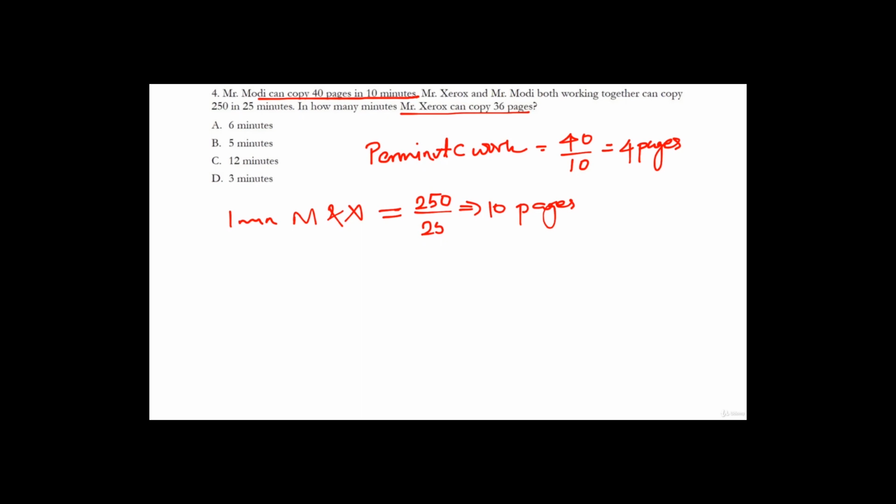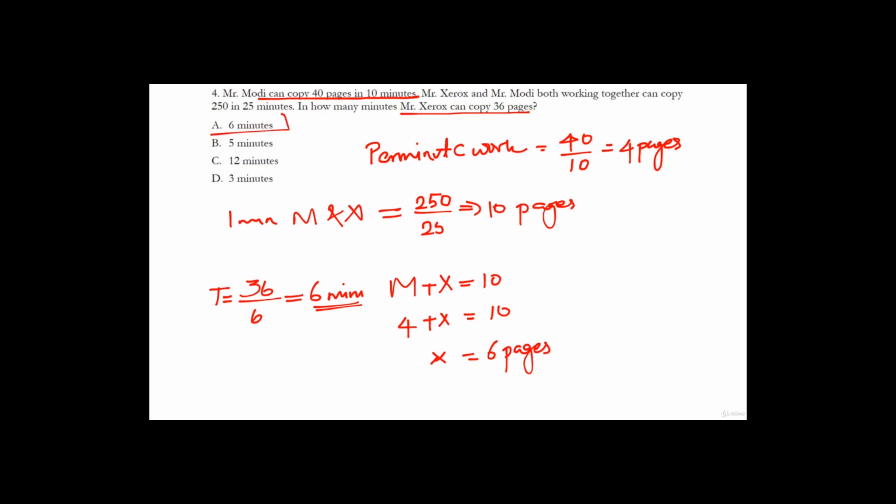Now Modi and Xerox together take 10 pages in 1 minute. Modi alone can take 4, that is 4 plus x is equal to 10, which means Xerox can copy 6 pages per minute. In this case, for 36 pages, how much time will it take? Time taken is equal to the quantity of work divided by work done in 1 minute. 36 divided by 6, which is 6 minutes. So option A is the right answer.